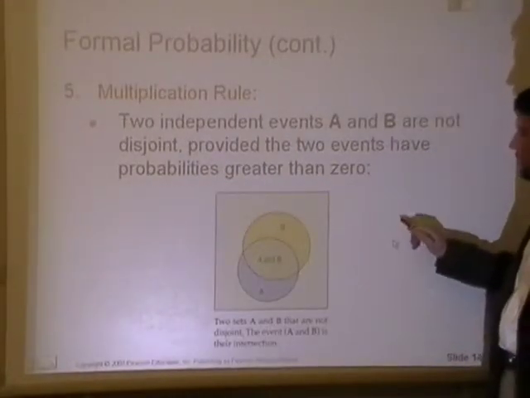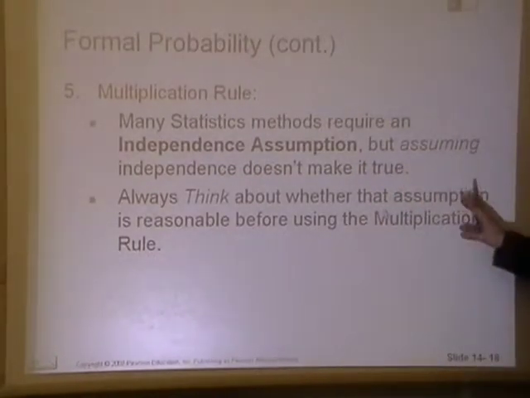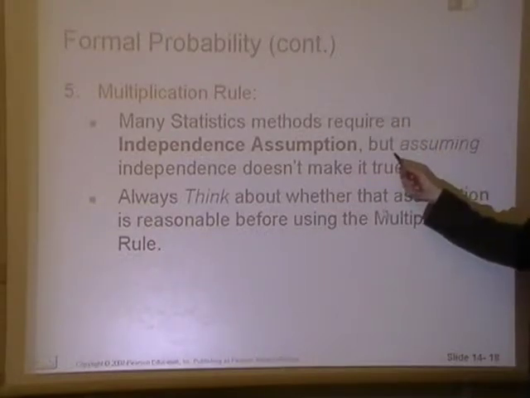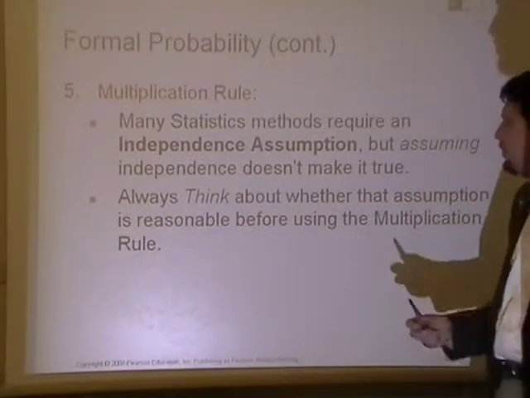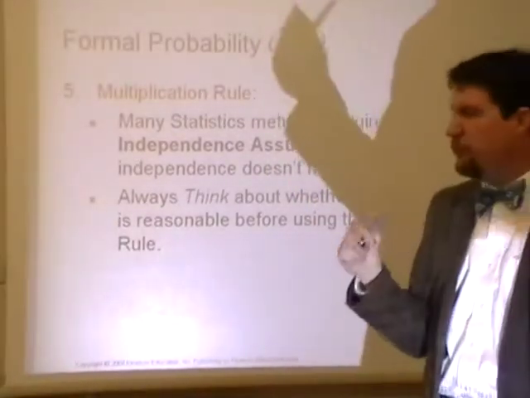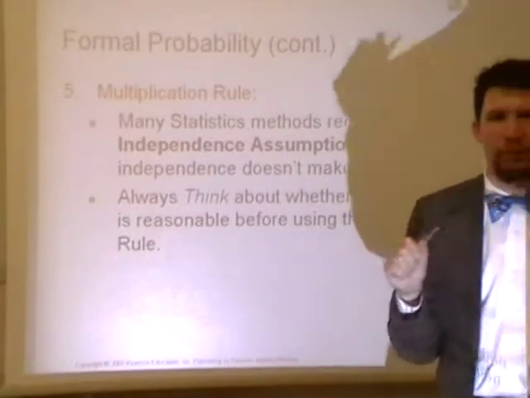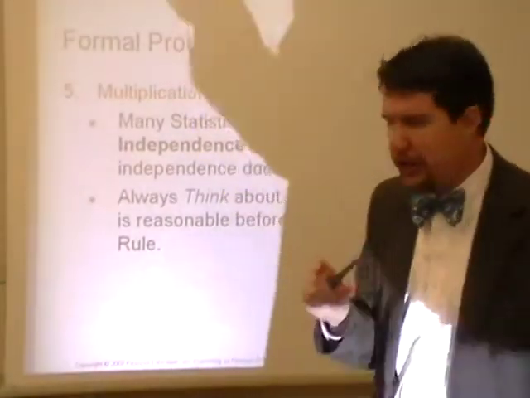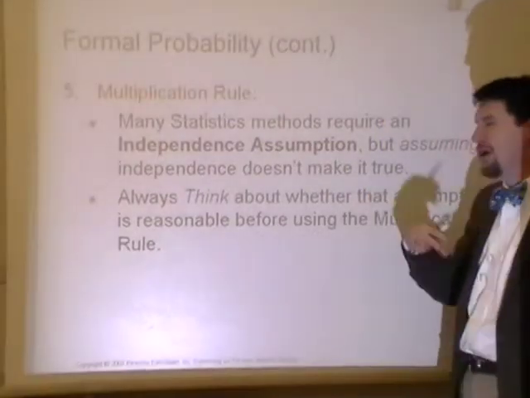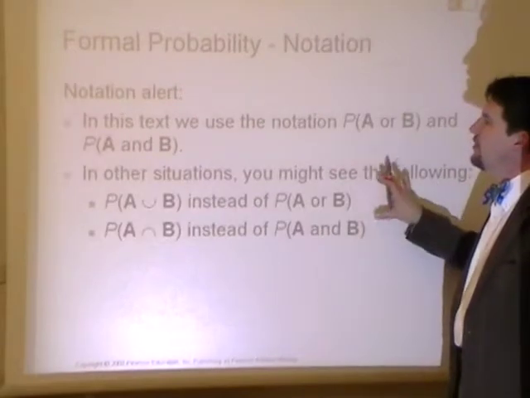All right. I don't like this slide, skip it. Here we go. Multiplication rule. All right. Many statistics methods require an independence assumption, but assuming independence doesn't make it true. What this means is you have to think. If you're pulling cards, is it with replacement or is it without replacement? What is the probability on that second event? Now we're going to talk about that more next chapter. For right now, we're probably going to go with everything is independent because that makes things easy for right now.